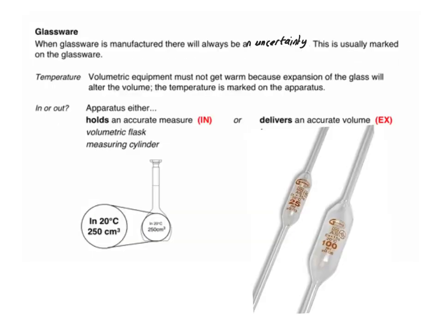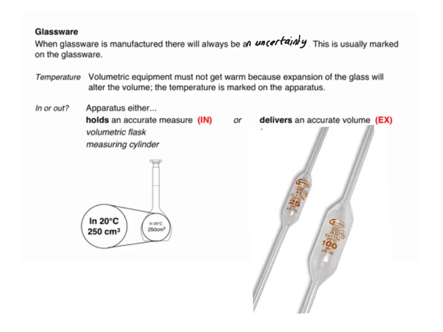Let's look at the glassware that was used in this experiment. The technician weighed out a fixed mass and dissolved it in 250 centimetres cubed of solution in a 250 volumetric flask. So we'll have a look at the uncertainty of a volumetric flask. If the volumetric flask increases its temperature over 20 degrees Celsius, because glass expands, it will actually then hold more than 250. So the uncertainty is only certain at 20 degrees Celsius.